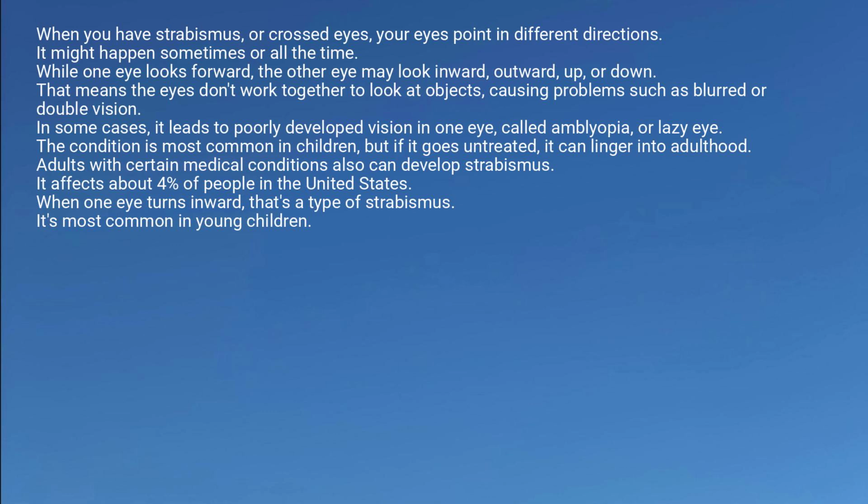The condition is most common in children, but if it goes untreated, it can linger into adulthood. Adults with certain medical conditions also can develop strabismus. It affects about 4% of people in the United States. When one eye turns inward, that's a type of strabismus. It's most common in young children.